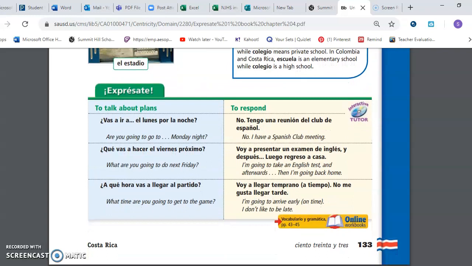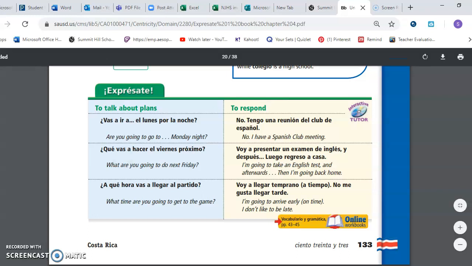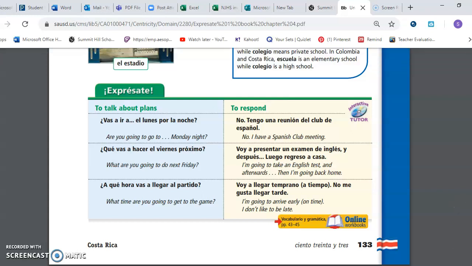¿Qué vas a hacer el viernes próximo? Repeat after me. ¿Qué vas a hacer el viernes próximo? What are you going to do next Friday? So notice once again, they're asking you with vas. Vas is used with the tú form. Tú vas, you going. When they're asking you, all the time you have to answer with the yo form. So this is why you're saying voy a. If I say voy a, you could also say yo voy a.